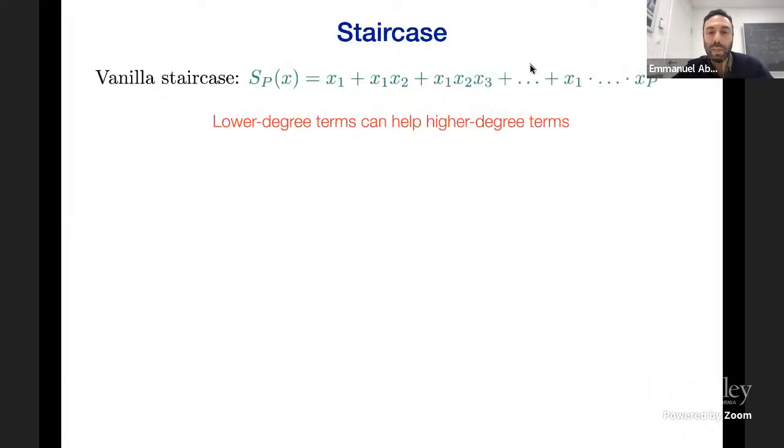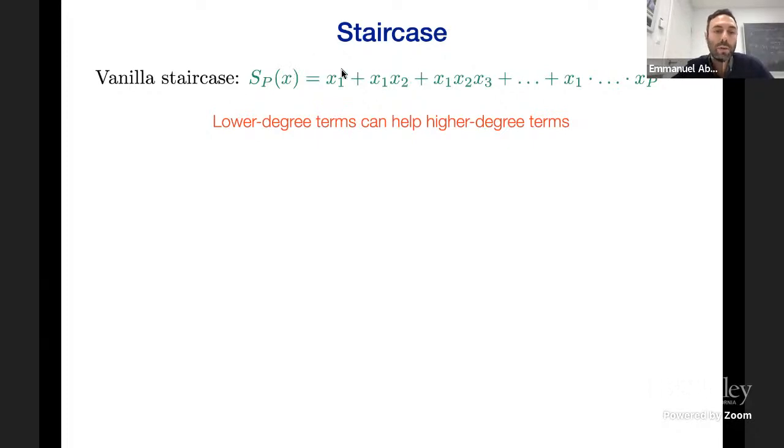And here is a simple case where you can go to high degree and still learn. This is what we call the vanilla staircase, where you get to a high degree term here. So the P here could be as large as you want. But you get there in a very specific form, which is that you have a hierarchy of coefficients that are nested into each other. So the key here is that the low degree terms are helping the high degree terms.